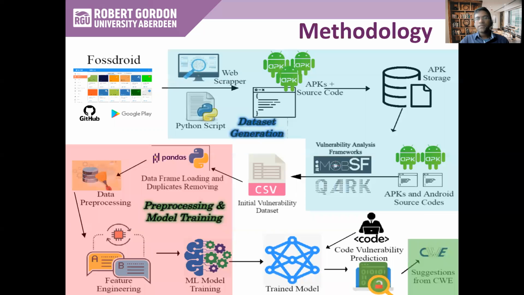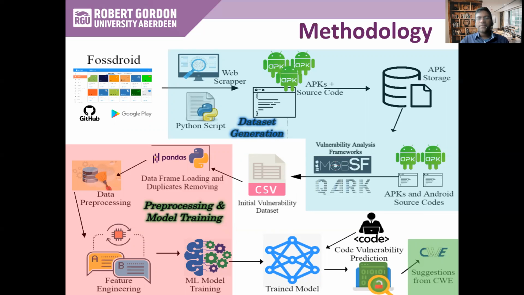None of these tools, MobSF and Quark, can be used to detect or predict vulnerabilities in the source code at development time. That is the main limitation of these tools. But these tools can perform very well, with high accuracy, in identifying vulnerabilities for pre-developed applications, APKs, or Android source code.